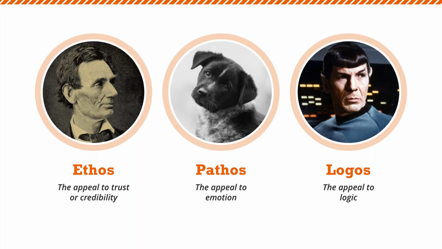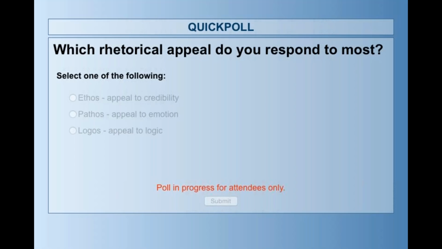Okay, so here's the thing. Different people respond differently to each of these types of appeals. Some people respond more to credibility or to ethos than they do pathos. Some respond more to pathos than logos, and around. So actually, let me ask you guys, which rhetorical appeal do you think you respond to most, or tends to convince you more often?